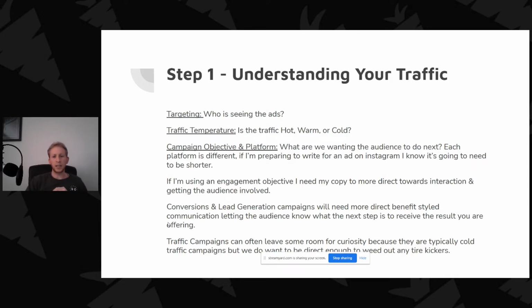The campaign objective, and so the next step is the traffic and temperature. What we need to do is understand what temperature that traffic is that we're driving from our ad. So is the traffic hot? Is it warm, or is it cold? The way I like to classify this is hot is our bottom of funnel traffic. These are people like on our retargeting audiences, people who've engaged with us.